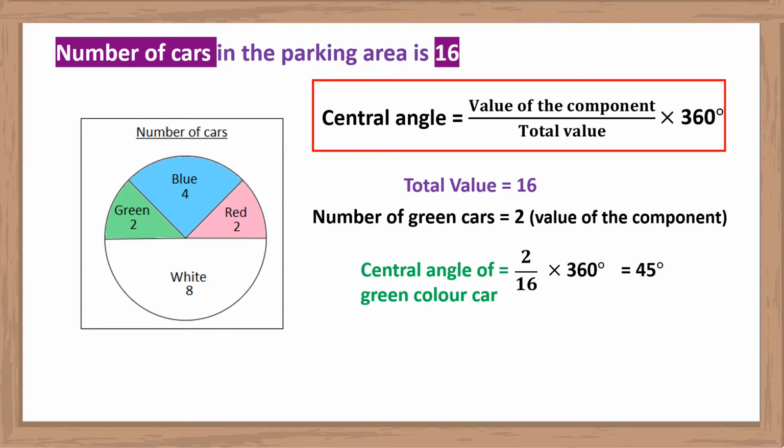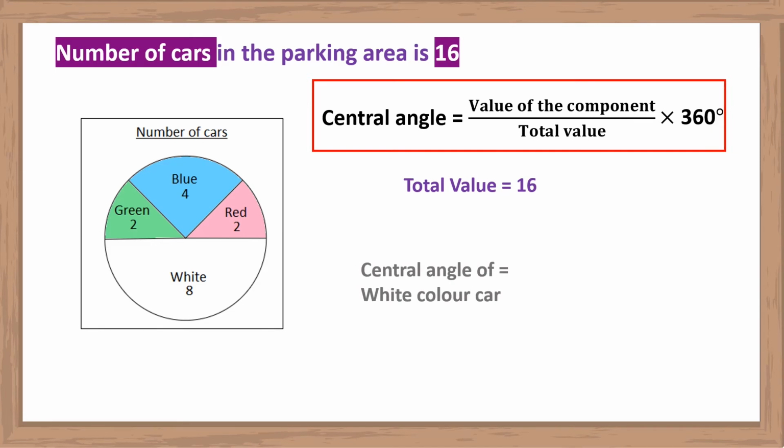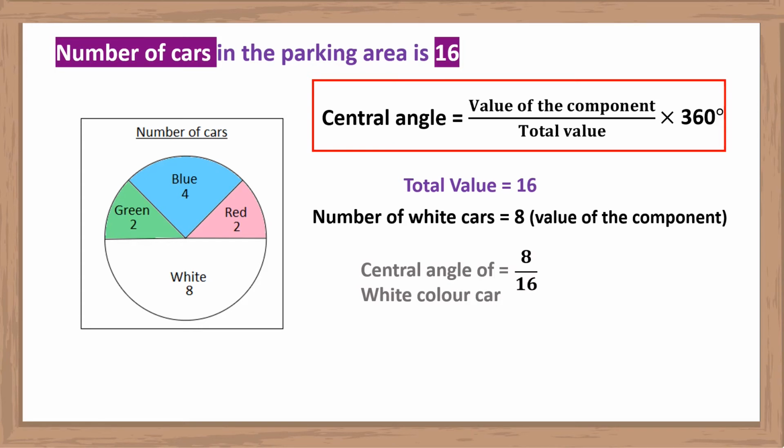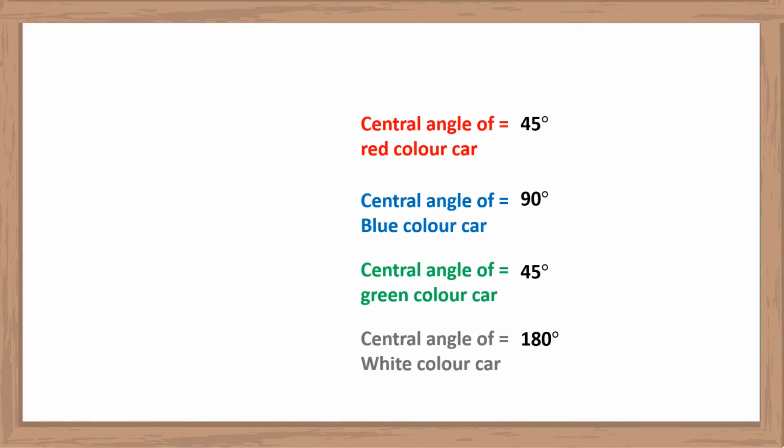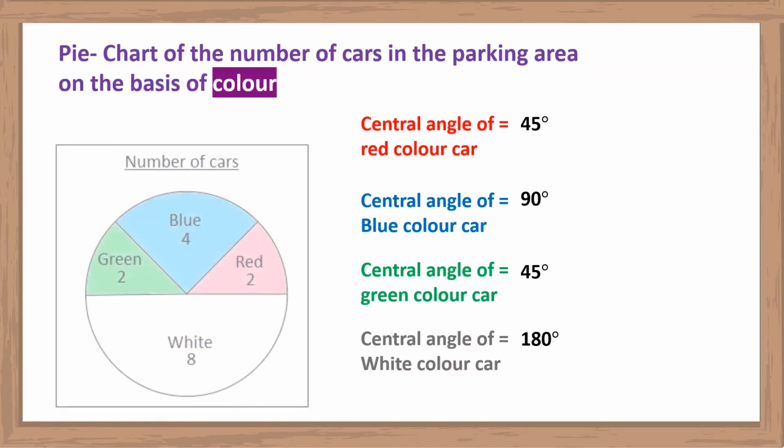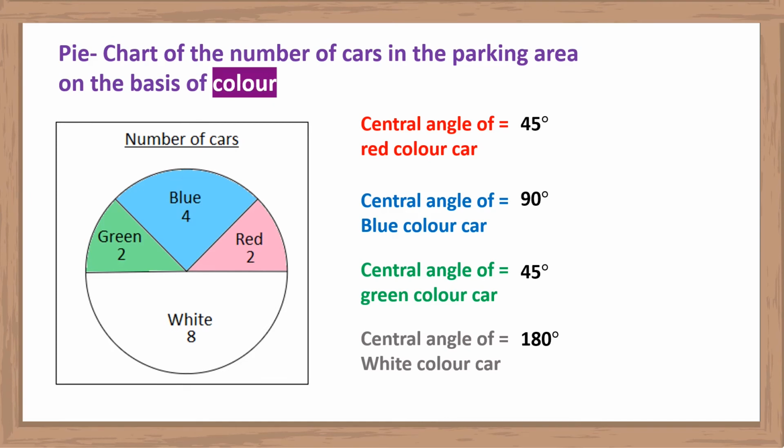Next, the central angle of the white color car is the value of the component, that is the number of white cars, 8, by total value 16, into 360 degrees, which equals 180 degrees. By marking the calculated central angle of each color car in the circle, we get this pie chart. Each sector represents the number of cars with respect to their colors.